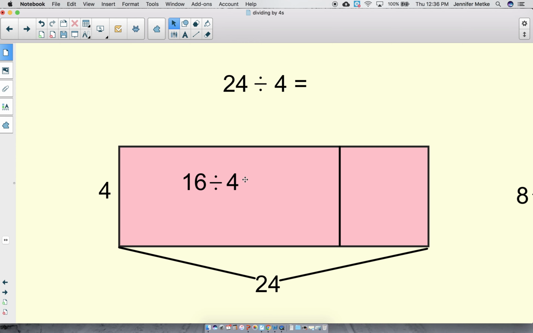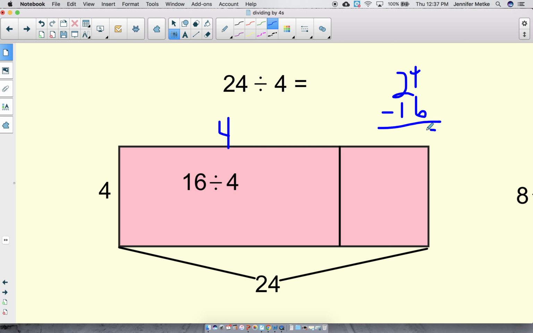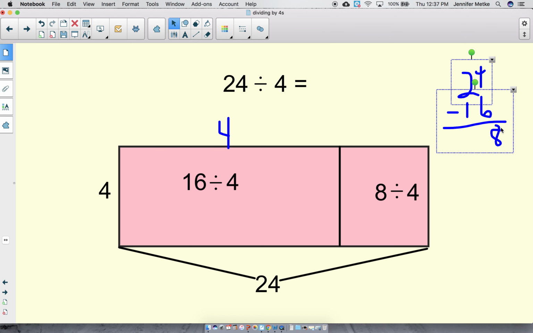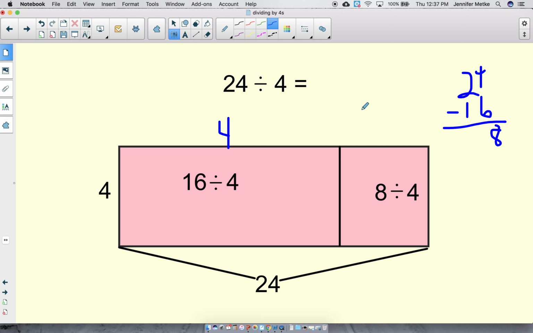So let's say I know 16 divided by 4. That's a fact that I know, and I know that that's 4. Well, I had 24 in my total, and I've used 16, and I know that 8 is left. So this piece, this area here, has the area of 8. So I have to take that remaining piece, and I have to divide that by 4. I know 8 divided by 4 is 2. So now I know that 24 was my total area. 4, the divisor, was this side. My quotient is this remaining side, and I can see that the total length is 4 and 2, which is 6.